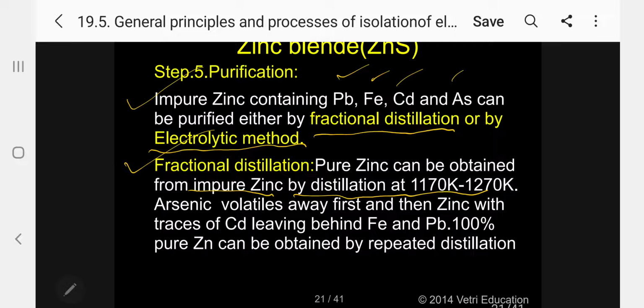If you boil it, distill it, arsenic volatilizes away first, and then zinc with traces of cadmium, leaving behind the iron and lead. So 100% pure zinc can be obtained by repeated distillation. Kindly follow.